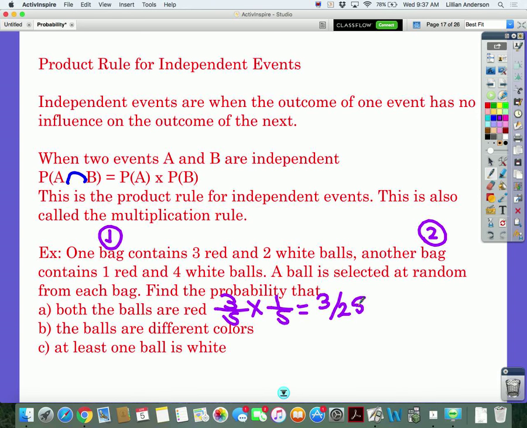Okay? What about the balls being different colors? That means we reach into bag one and pull out a red ball, or reach into bag two and pull out a white ball. Or vice versa. Reach into bag one, pull out a white, bag two, pull out a red. How do we figure out those probabilities? So bag one is red, bag two is white, and then again, bag one is white, bag two is red.